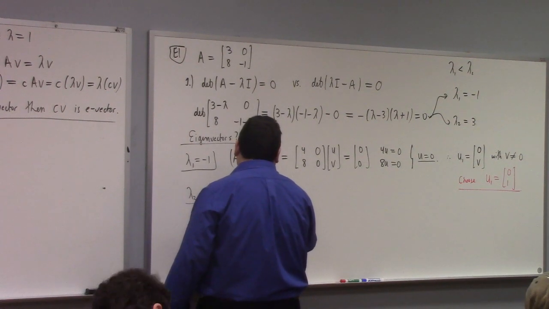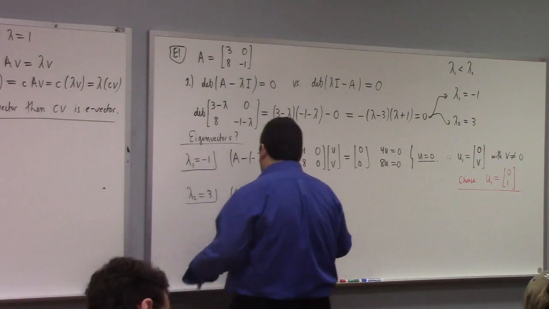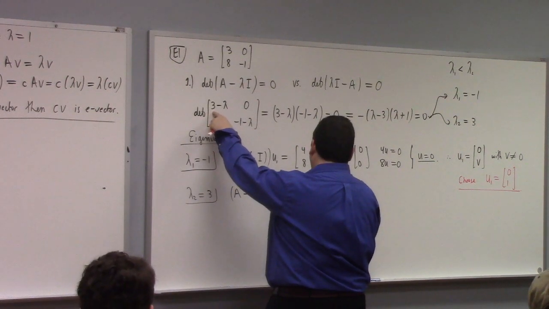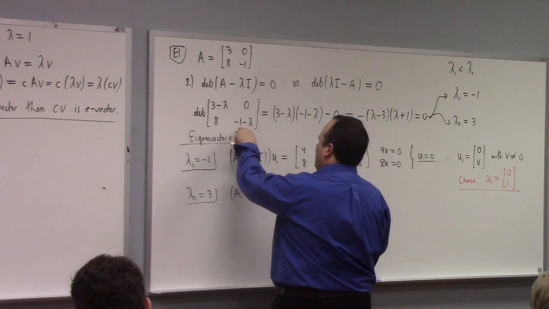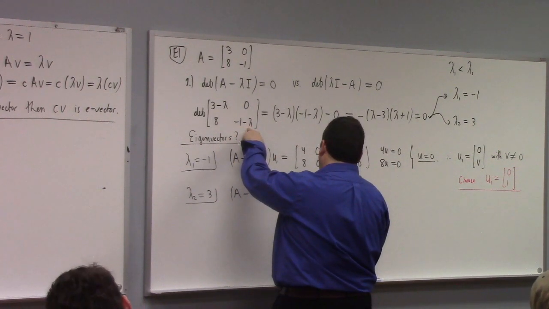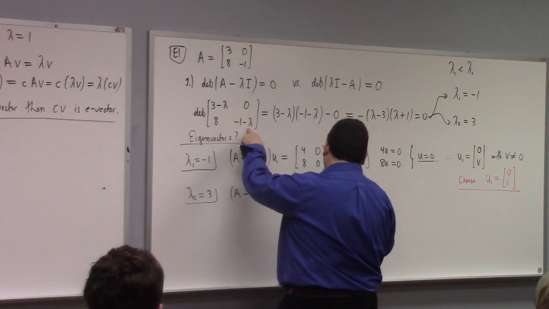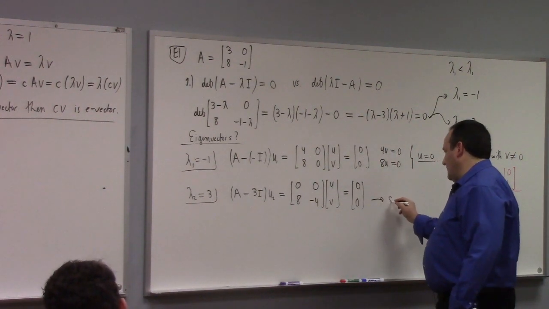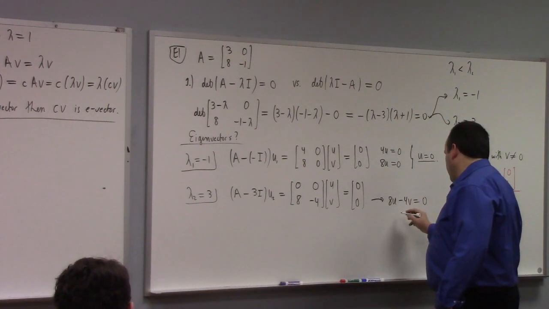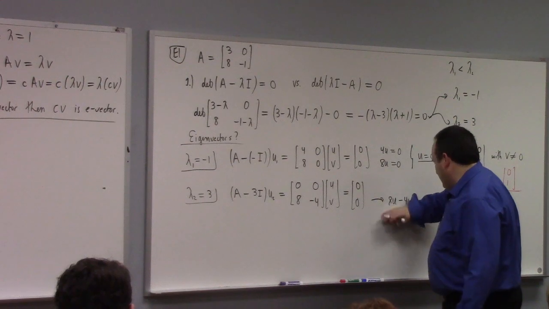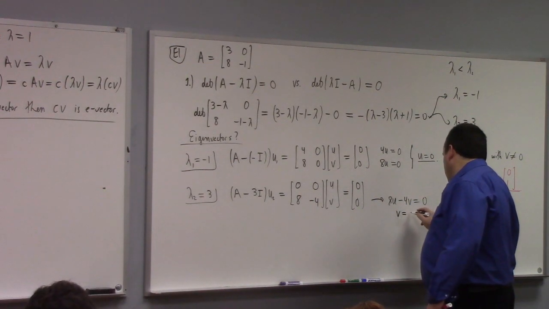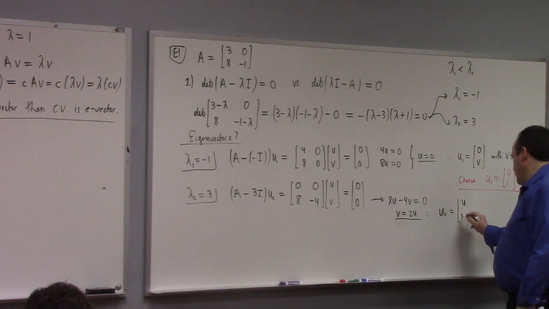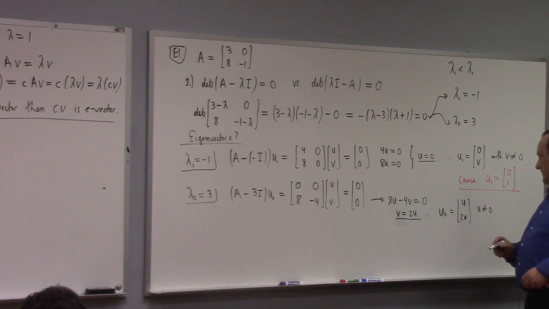So we got ourselves a minus 3I times u2. All right, so that gives us 0, 0, 8, minus 1, minus 3, minus 4 times u, v. Okay, so the first equation there tells me nothing. The second equation tells me that 8u minus 4v is equal to 0, which tells me that v is equal to 2u, right? So therefore, u2, generically speaking, has the form u, 2u for u not equal to 0.